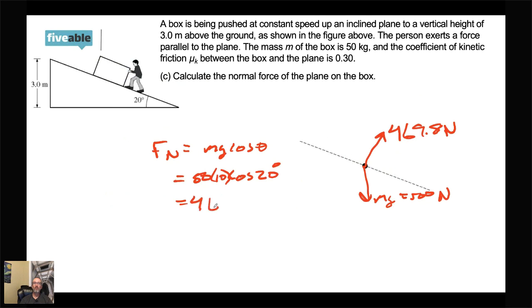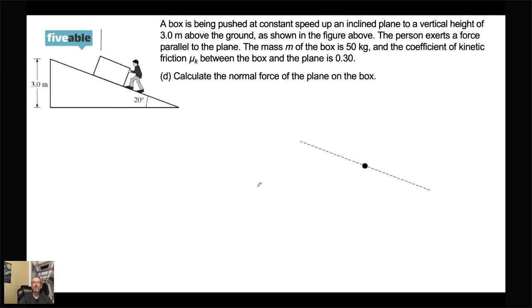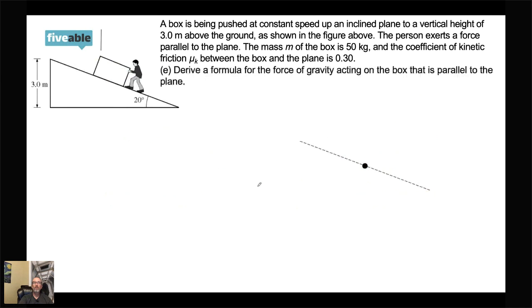So 469 or 470 newtons. Okay, so now we've calculated it. Next thing they want us to do is find a formula for the force of gravity acting on the box that is parallel to the plane. So basically all we're doing here is we've got mg, and they want one that is parallel. So that would be this side.